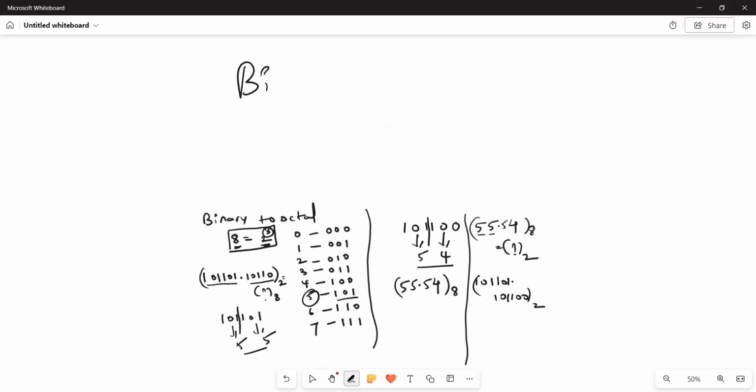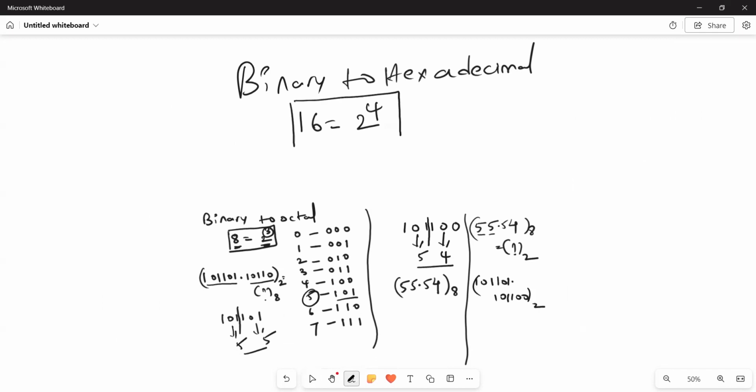Binary to hexadecimal. What is the radix of the hexadecimal number system? 16. What is the radix of the binary number system? 2. What is the relationship between 16 and 2? 16 is equal to 2 power 4. So that means to represent one hexadecimal digit in binary, you require 4 bits.